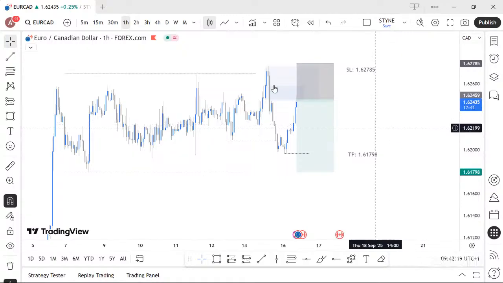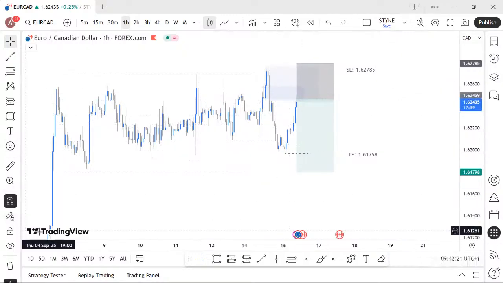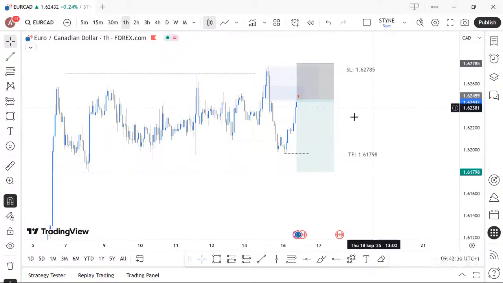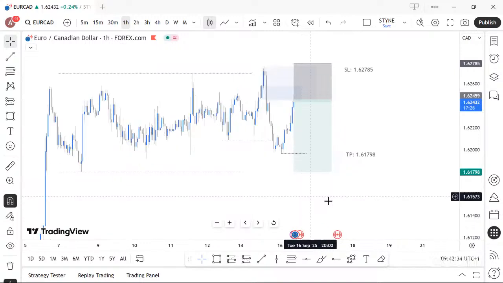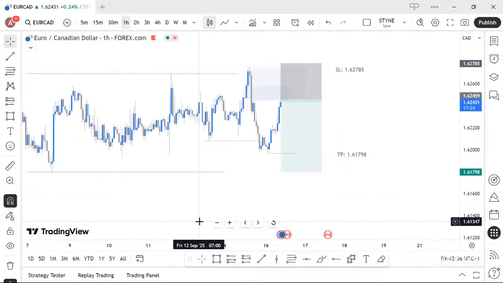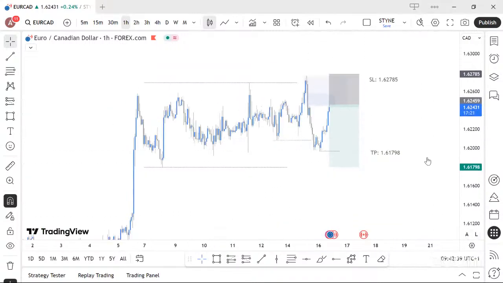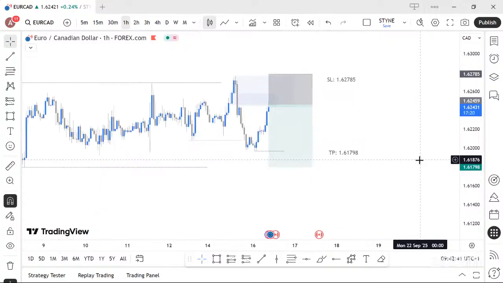Let's see. At least this fair value gap should sponsor some sales to this region first, before anything else. Let's see how that goes. Euro CAD is giving us a sell opportunity, so feel free to join this trade. It's still at the entry region, so you can tap in.